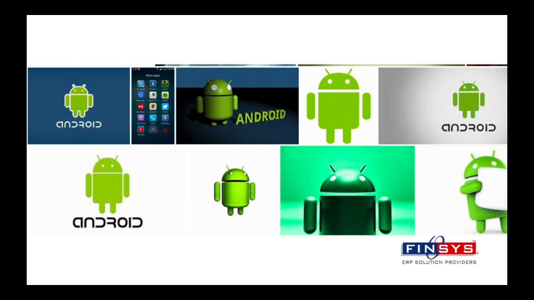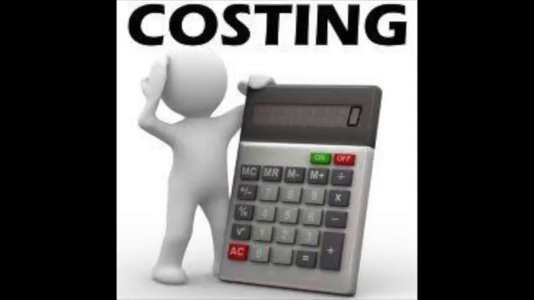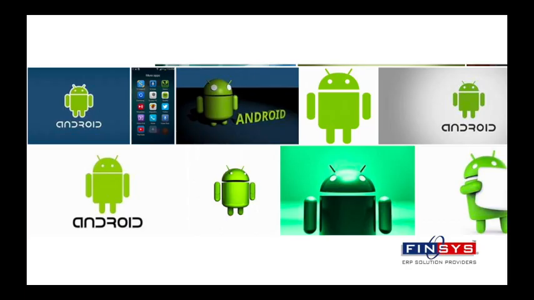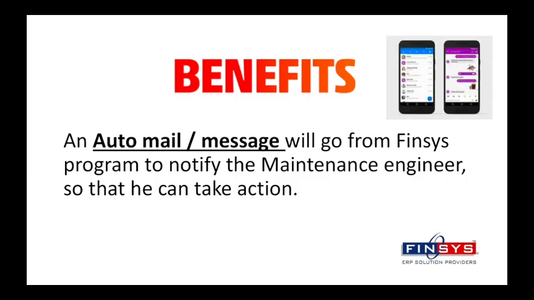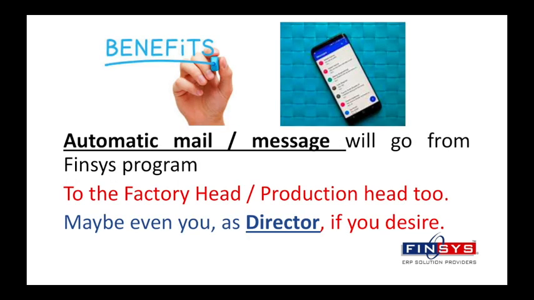You don't have to train a person to use computers to use this facility. It's as simple as WhatsApp, as simple as seeing YouTube. Benefits are automatic mail goes from the Finsys program to notify the maintenance engineer. If the production person has a problem, he clicks a photograph, tells the problem, this alert goes to the maintenance people automatically. It goes even to the management automatically.